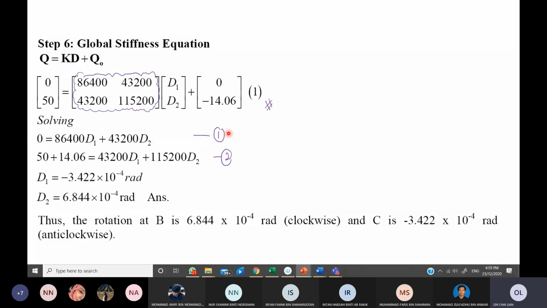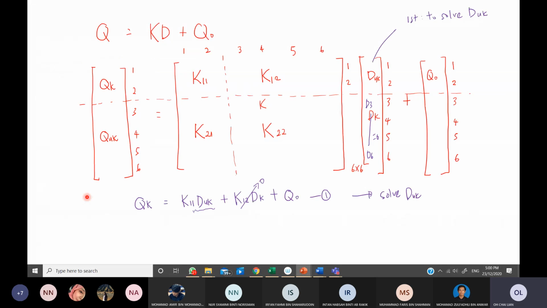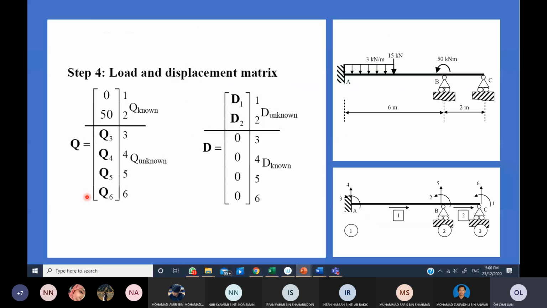For equation number 2, 50 equal to, now we look at row number 2. So it will be 43200 multiply D1 plus 115200 multiply D2, and then plus negative 14.06. Then this is equation 2. Solving equations 1 and 2, you solve for D1 and D2. And you must know what is the meaning of D1 and D2. If you forget, you need to go back to our numbering.